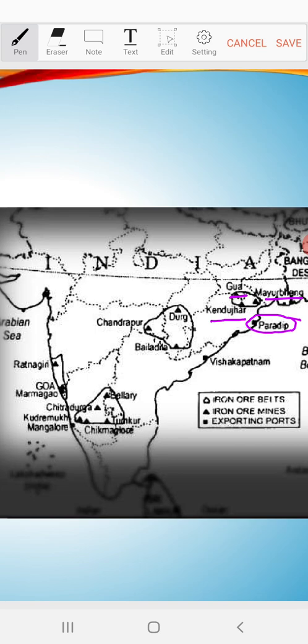Here we have the important mines in Chhattisgarh, that is Durg and Baladila, the most important mine of this belt, and Chandrapur, which is in Maharashtra. From here the closest port is Visakhapatnam, which handles exporting, or transporting the products to far off countries.